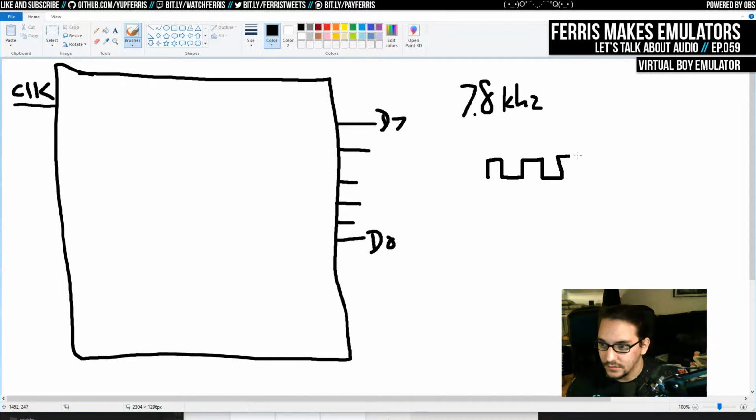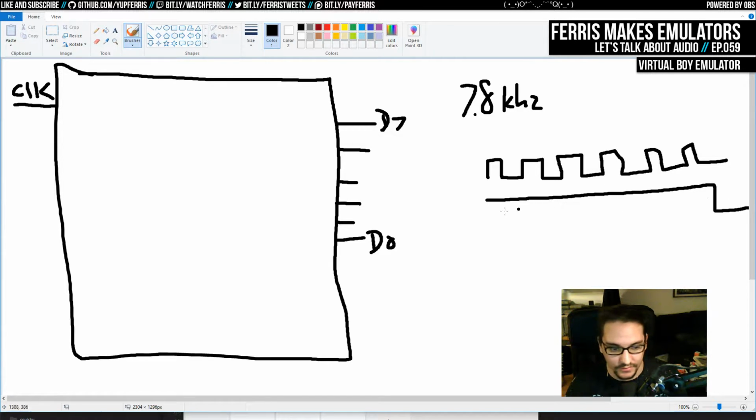So 4, 5, 6. For every 6 pulses, we want a pulse that does this and then switches low for that long again. Now, the way we do this, I'm actually not going to draw the right symbols because I don't remember what they are. But if we have a register in here, call this our reg.